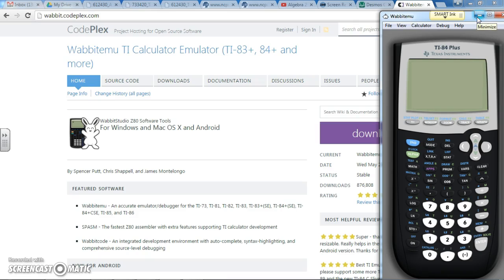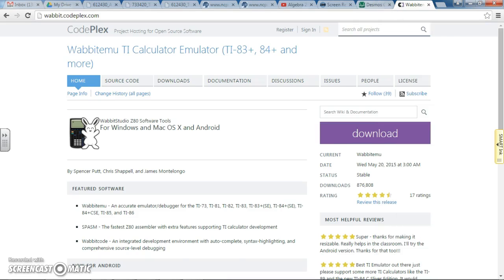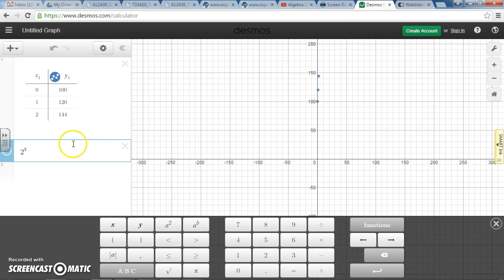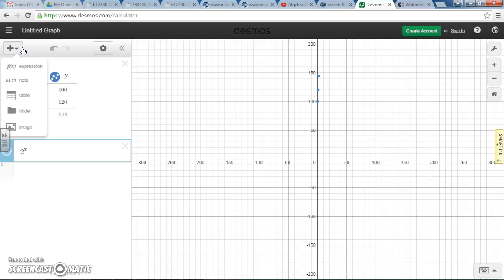All right, but you can download it there, or you can go to Desmos. Desmos allows you to put a table in. It allows you to put a function rule in. It also allows you to put an image in, so that you can see your data graphed on a coordinate plane, and you can tell from there what kind of regression you should do.